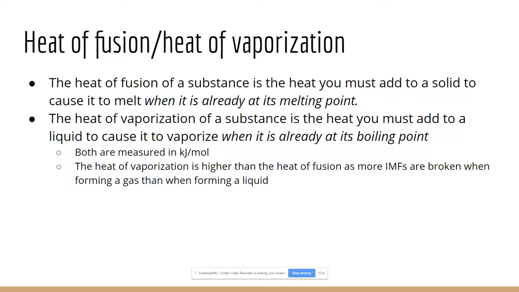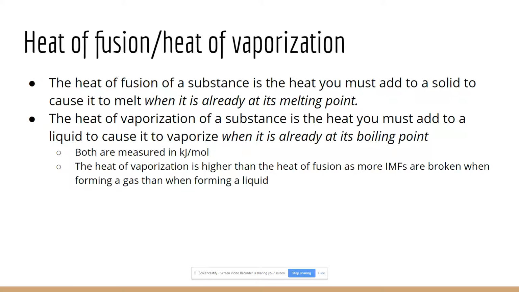That is the heat or energy that you must add to a solid to cause it to melt when it is already at its melting point. Let's say in the case of ice, it's gotten to 0 degrees Celsius, but it's still a solid. Therefore, you're going to need to add a tiny bit more heat in order to break those intermolecular forces. That is why melting is considered to be endothermic.